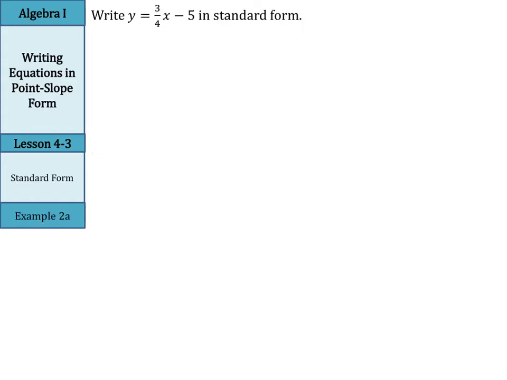In our second example, 2a here, we're given an equation in slope-intercept form, and we're asked to write this into standard form. So we have y equals 3/4 x minus 5. We want to get this into standard form. Now standard form, remember, is ax plus by equals c. So we need to get our x and y on one side of the equation and our constant on the other.